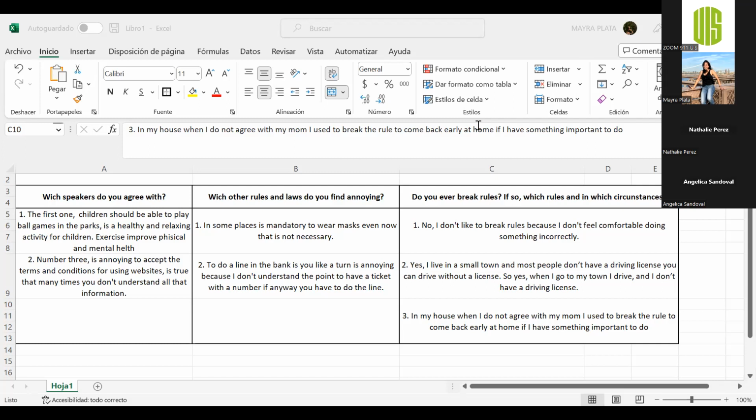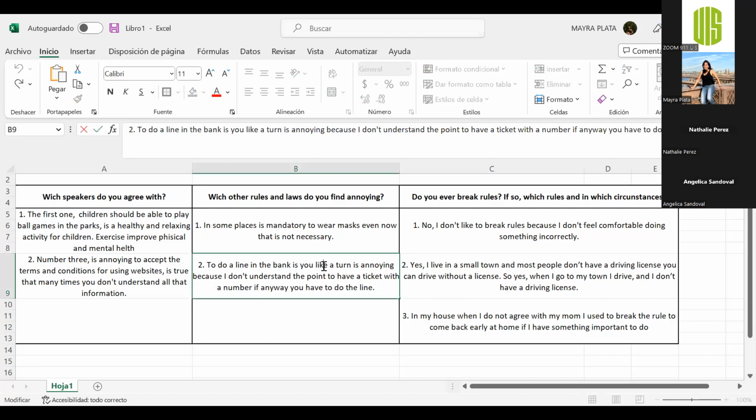For the second question, which other rules and laws do you find annoying? In the first, in some places it's mandatory to wear masks, even though it's not necessary. And in the second, doing a line in the bank with a turn is annoying, because I don't understand the point of having a ticket with a number if anyway you have to do the line. And for the last one, do you ever break the rules? And if so, which rules and in which circumstances?